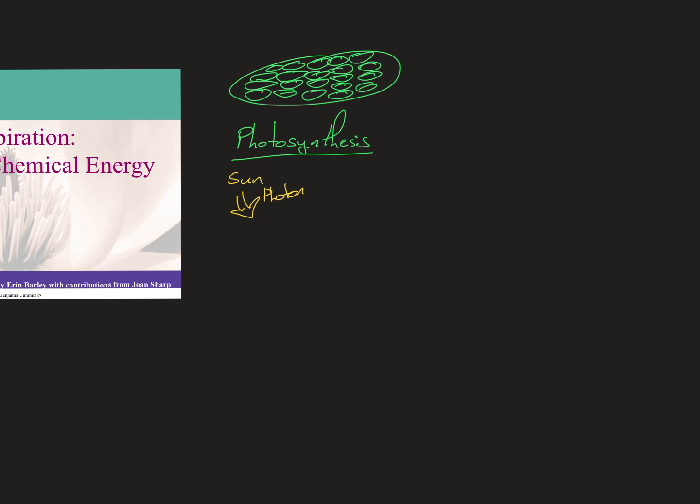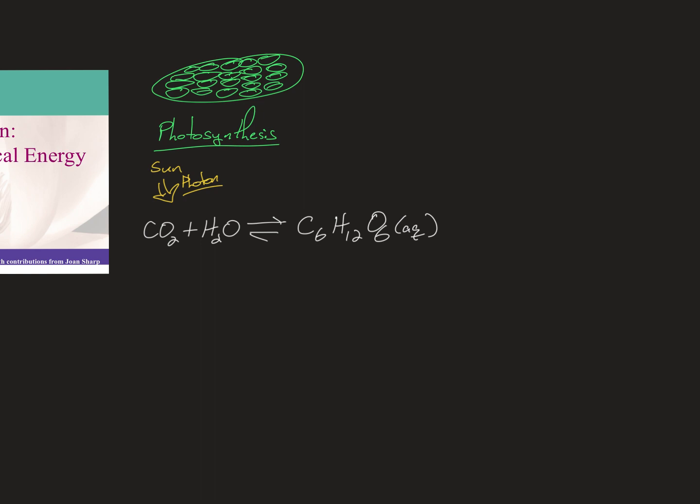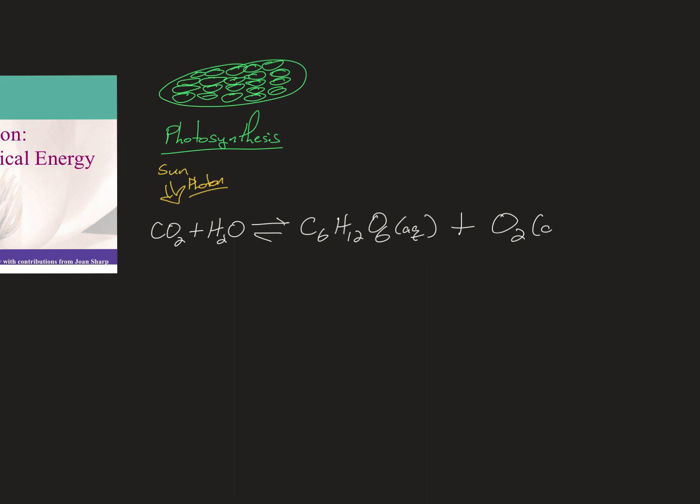And photosynthesis takes carbon dioxide, CO2, plus water, and it makes C6H12O6, which is glucose, an aqueous solution, AQ, plus oxygen gas. So to be clear, the carbon from the air is put into sugar. The oxygen from water is lost, either used or put out by the plant.